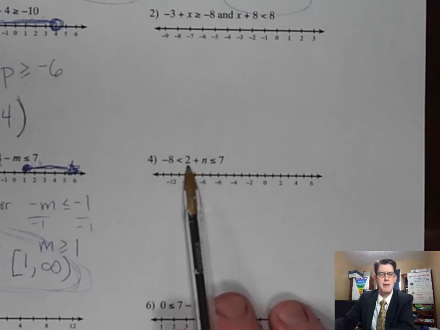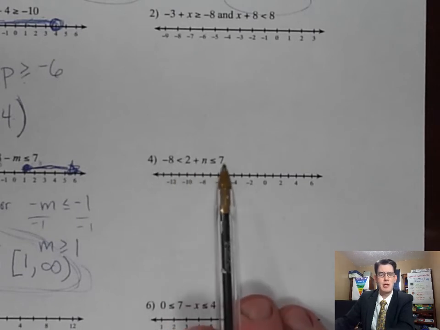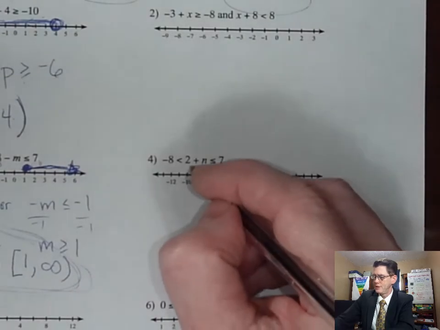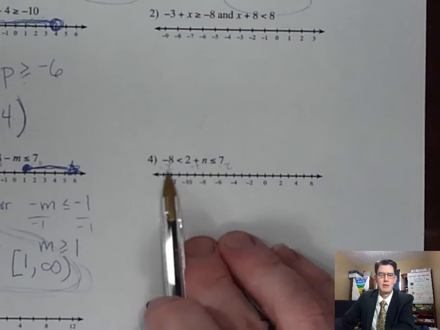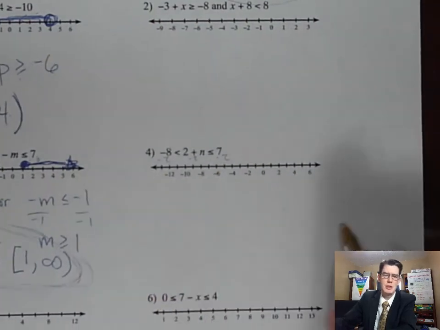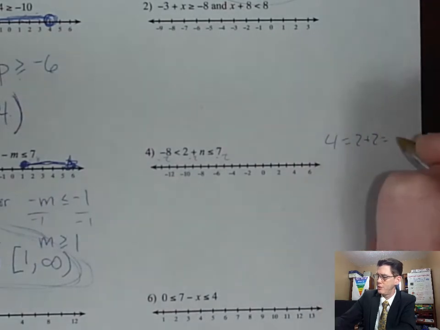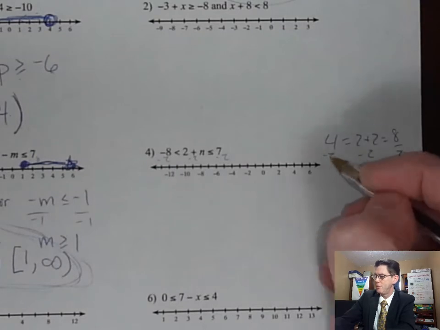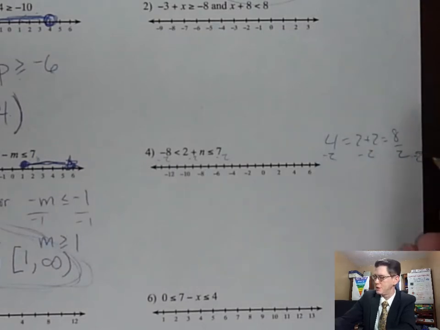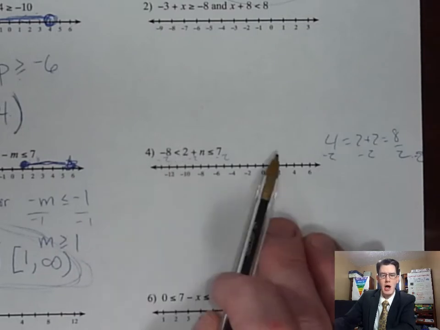To solve this, to get n by itself, I can just subtract off that 2. And I can subtract that 2 off all the way across. If I subtract 2, subtract 2, subtract 2, it's like a 3-way equation. If we had 4 equals 2 plus 2 equals 8 divided by 2, I could subtract 2 from all of those and I'd still get the same number. It'd still be the same thing. That's what we're doing here on this inequality. We're just subtracting this positive 2 all the way across.